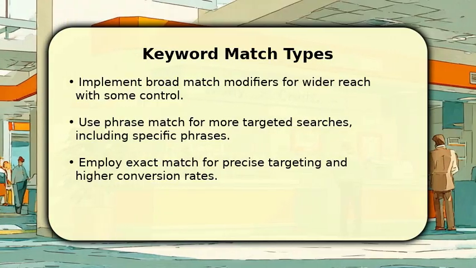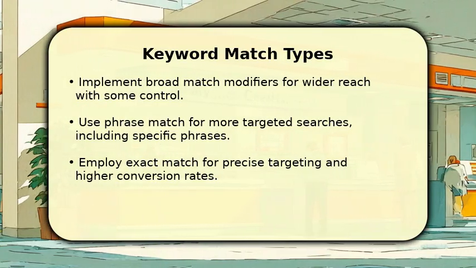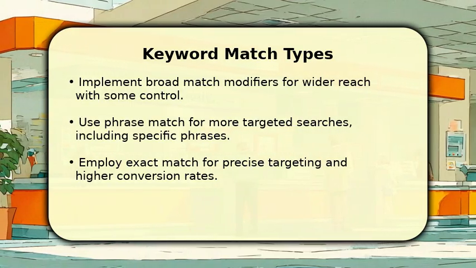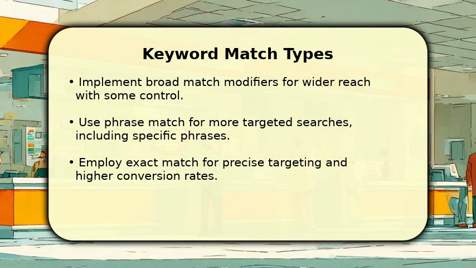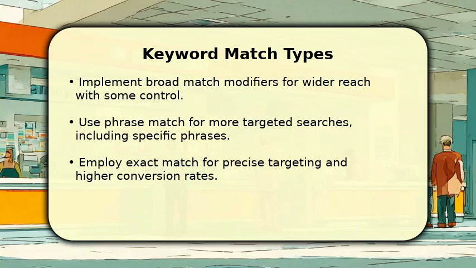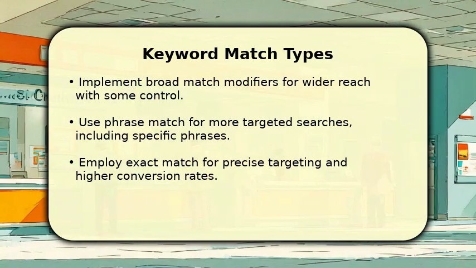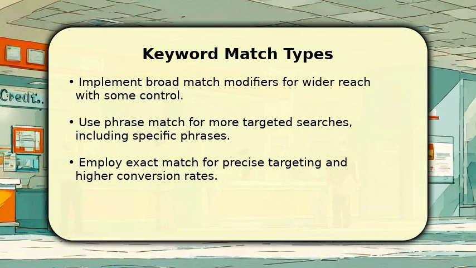Understanding keyword match types is vital for campaign efficiency. Broad match modifiers offer a wider reach, while phrase match provides more control by including your exact phrase. For the most precise targeting, use exact match, which typically yields higher conversion rates.